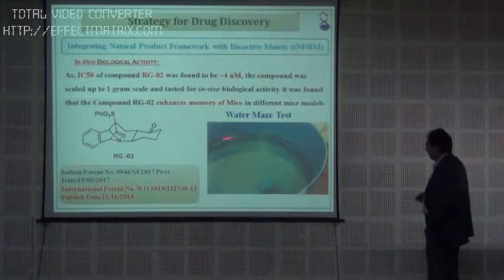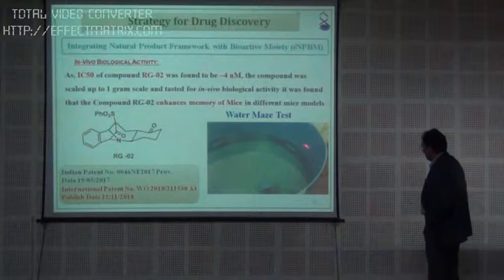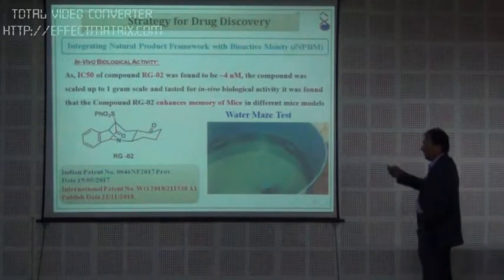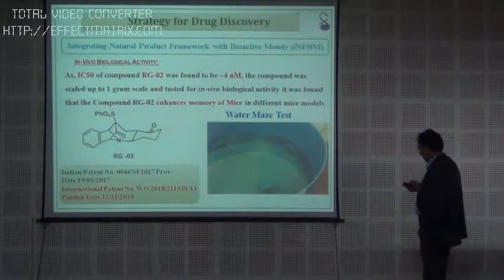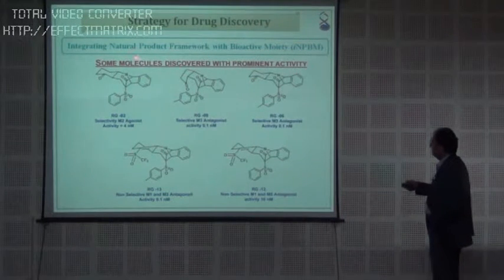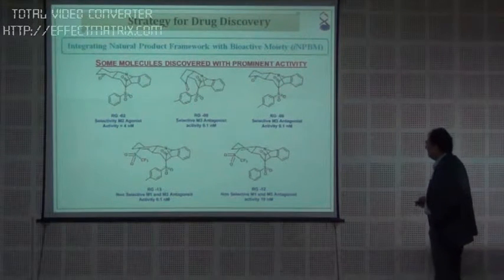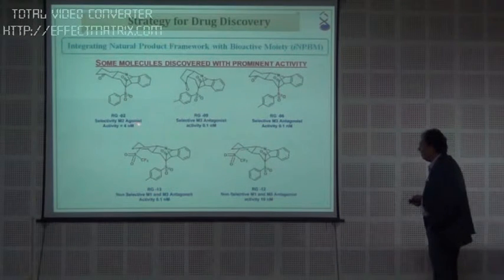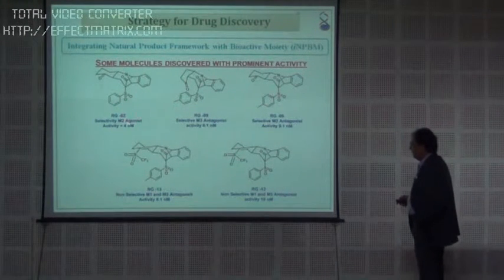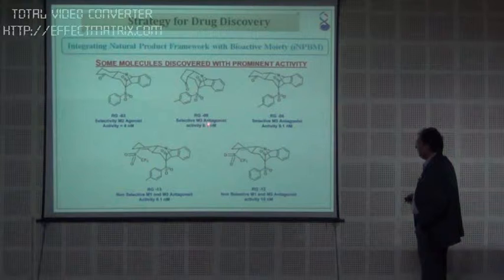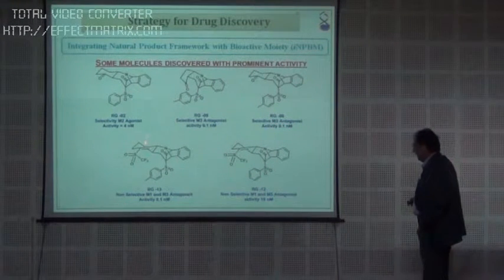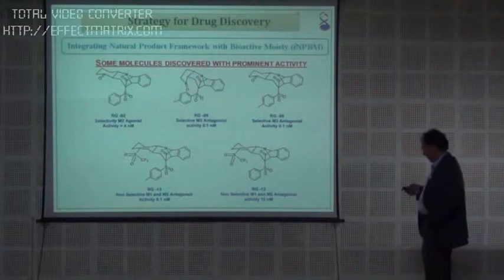Here is a mouse. You give this drug to this mouse. The mouse comes back and sits here, so memory comes back. It is not lost. So this is a very selective molecule. Now we synthesized this very limited set of compounds, and out of these you can see that this compound is only on the M2 receptor, 4 nanomolar. This is M3, 0.1 nanomolar activity, and this one is again M3, which is 0.1 nanomolar. And these others are not very selective molecules.